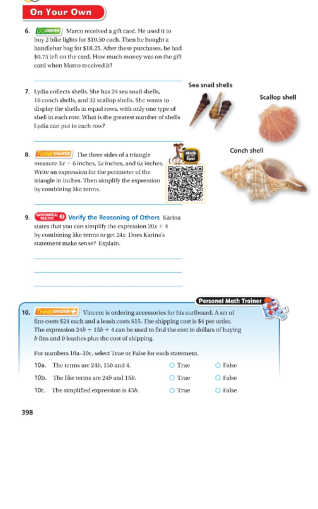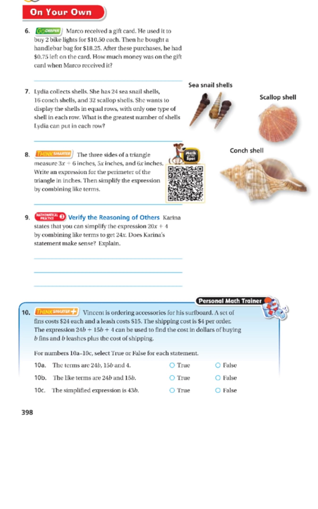Number 6. Marco received a gift card. He used it to buy 2 bike lights for $10.50 each. Then he bought a handlebar bag for $18.25. After these purchases, he had 75 cents left on the card. How much money was on the gift card when Marco received it?